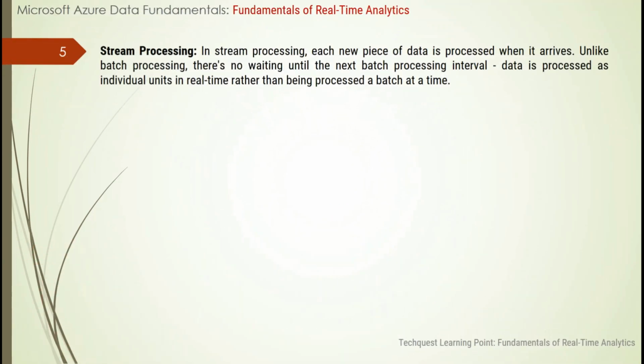Stream processing. In stream processing, each new piece of data is processed when it arrives. Unlike batch processing, there is no waiting until the next batch processing interval. Data is processed as individual units in real time rather than being processed a batch at a time. Stream data processing is beneficial in scenarios where new dynamic data is generated on a continual basis.